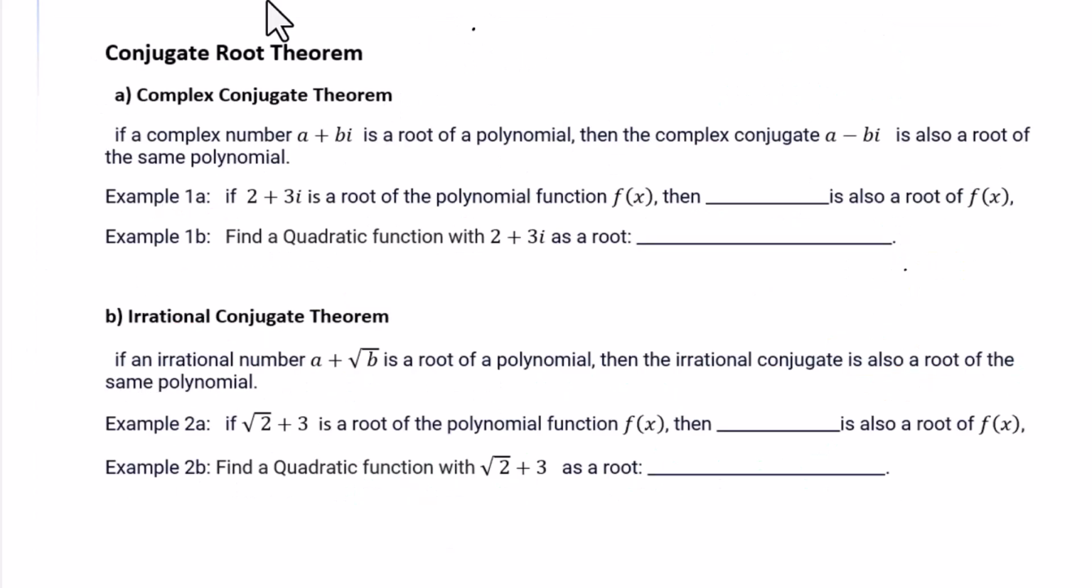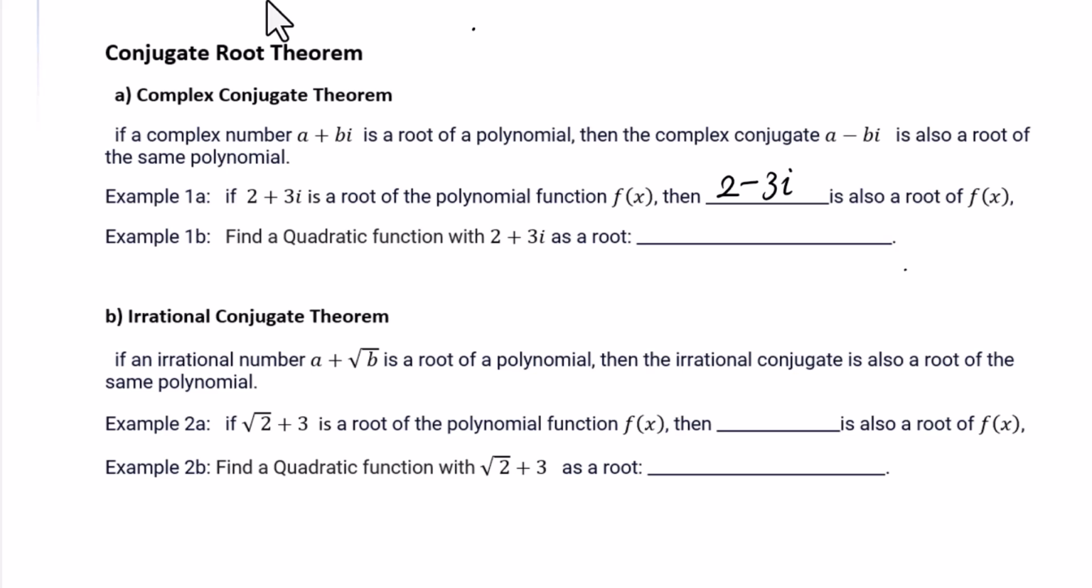Let's talk about conjugate root theorem. Complex conjugate theorem: if a complex number a plus bi is a root of a polynomial function, then the complex conjugate a minus bi is also a root of the same polynomial function. For example, if 2 plus 3i is a root of the polynomial function f of x, then 2 minus 3i is also a root of f of x.